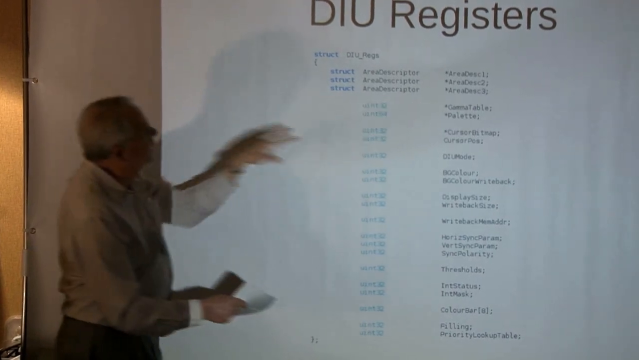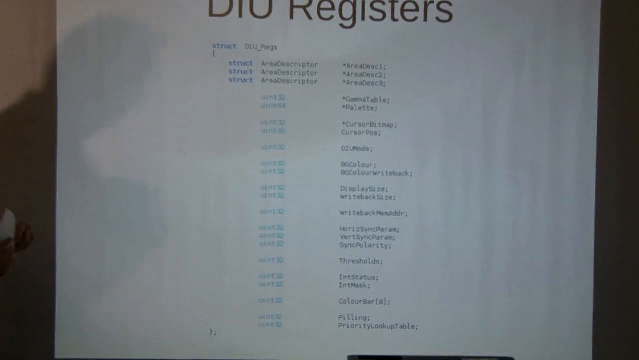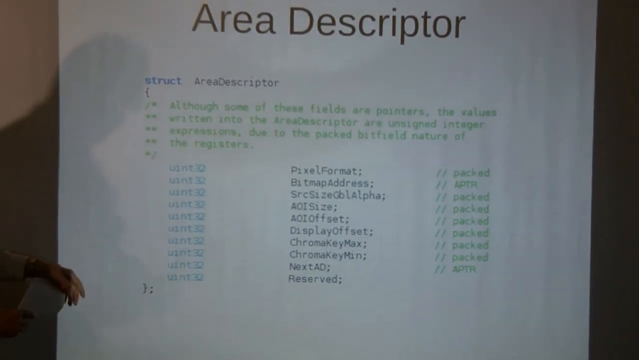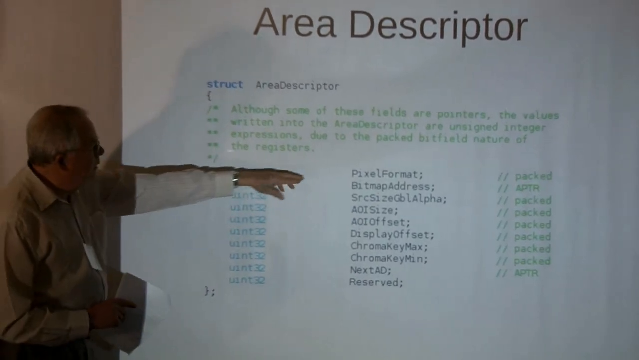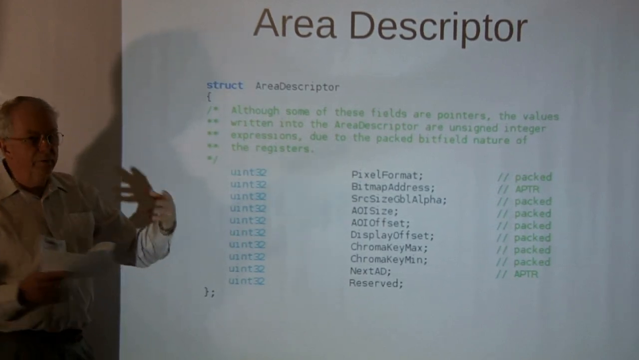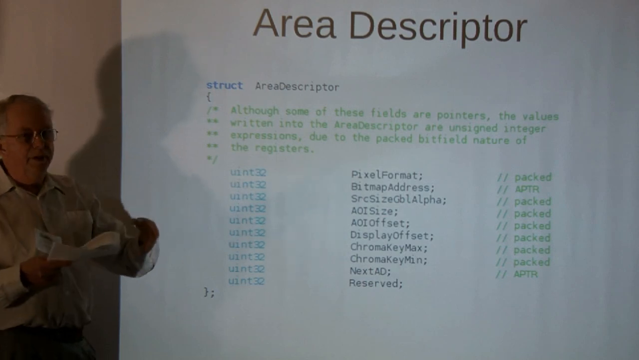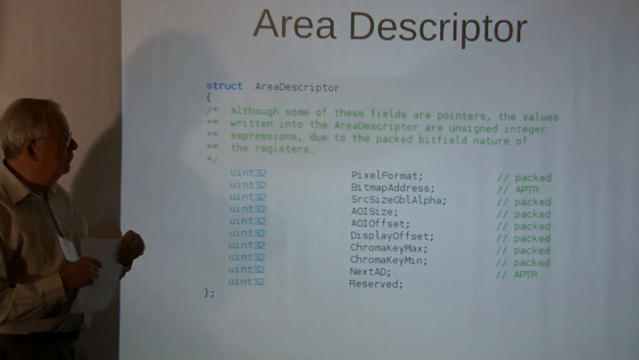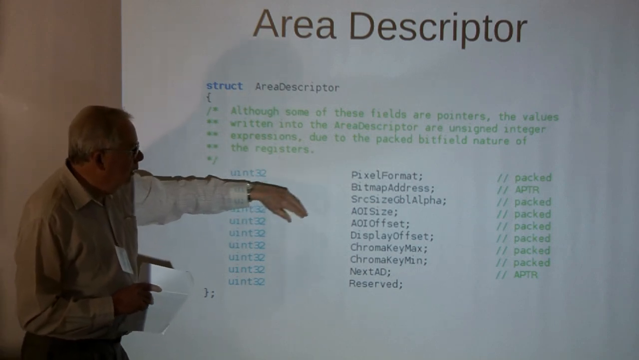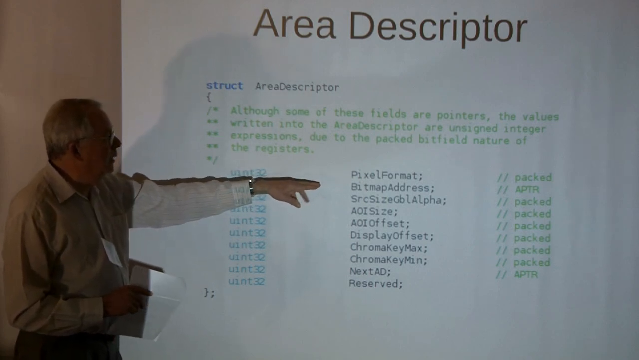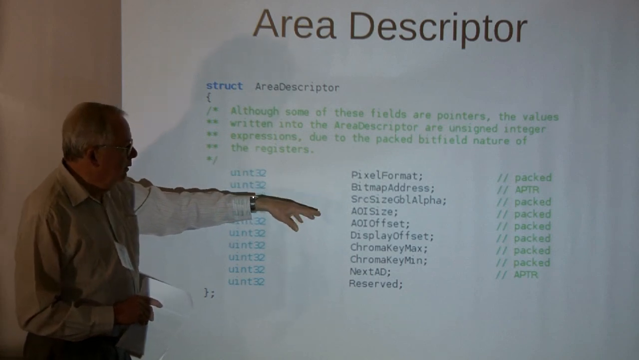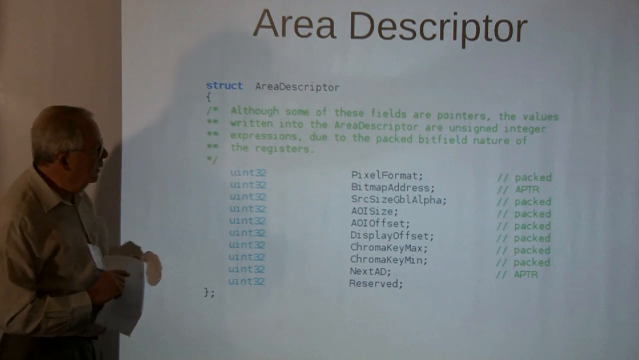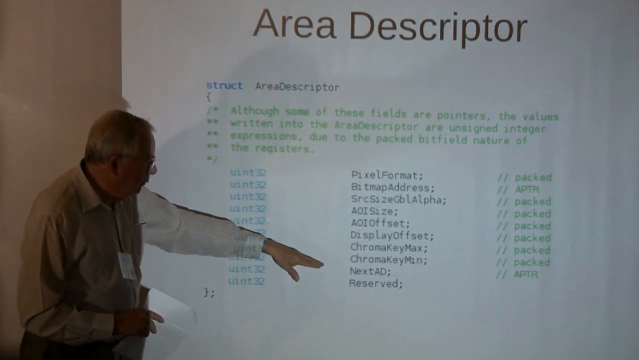Here's the area descriptor, this is the one that does most of the work. But there's not much of it. This is the complete structure. So you've got a pixel format, which is whether it's RGB8 or RGB5, G6B5, whatever. A lot of those known and loved pixel formats are supported. Then the bitmap address from where the device has to DMA its data, and another packed field giving you source size, so many pixels by so many pixels. Nothing else there, very interesting.